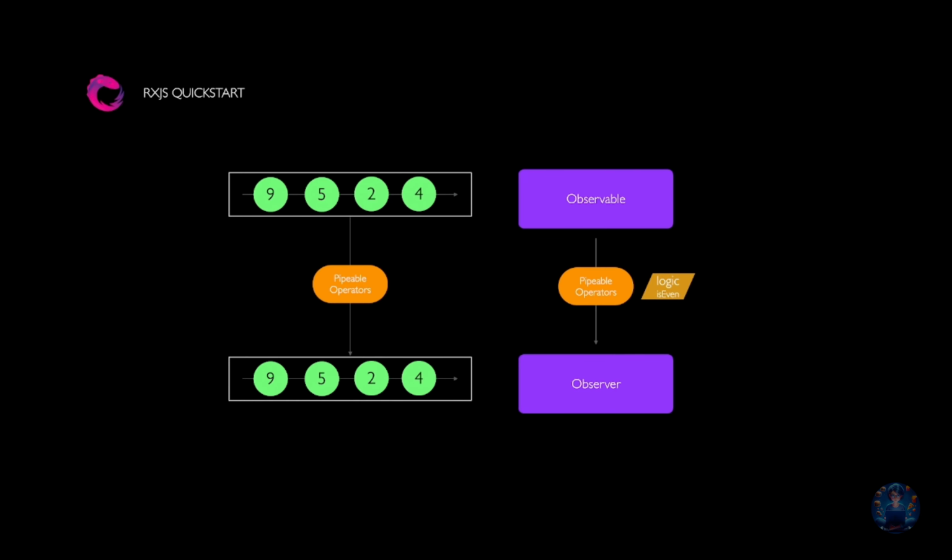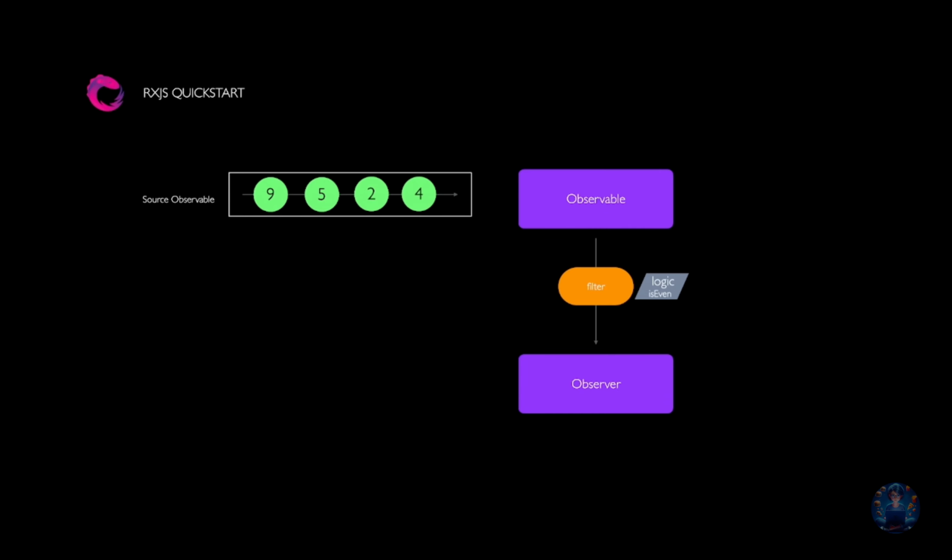Now, in our case, what kind of operator we need is a filter operator. And the filter operator will be positioned between the observable and observer. The filter method, as I said, is similar to the filter method in our standard JavaScript array. Therefore, we can use our is-even logic as a condition for the filter method. What will happen is that we have our source observable which has 9, 5, 2 and 4. We will use our pipeable operator.